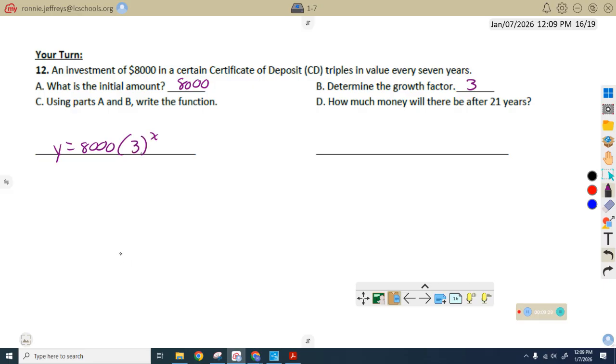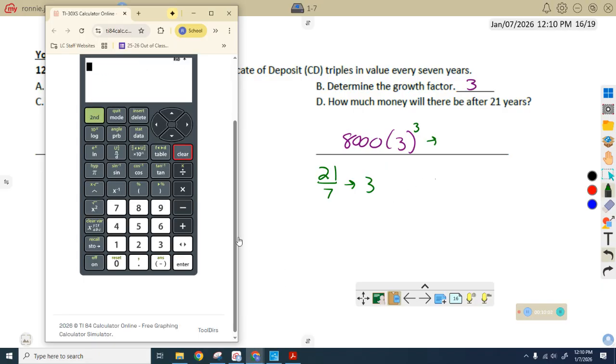Okay, now here is where we get to the next part. It only triples every 7 years, so we're asking for 21 years. So how many times does every 7 years happen in 21? 3. So we are going to plug this in. 3 to the third power. Well, you have to think a little bit outside the box in this one. Some of y'all are so stuck in the box, you're like Schrodinger's cat.